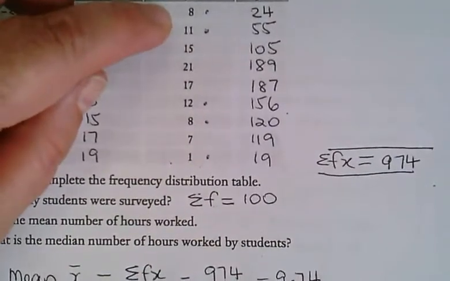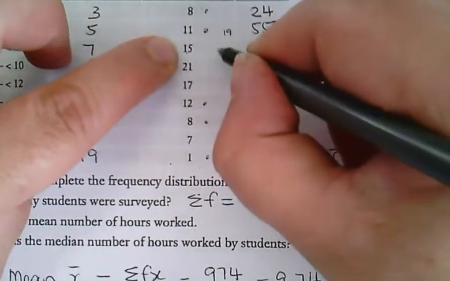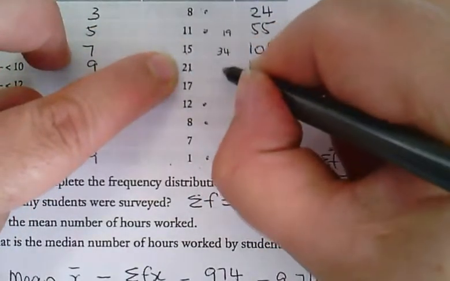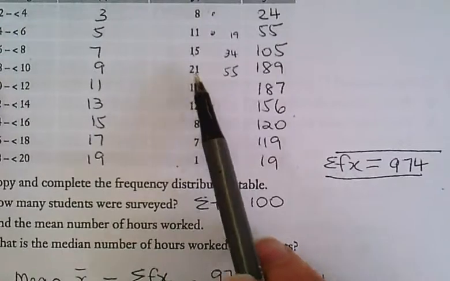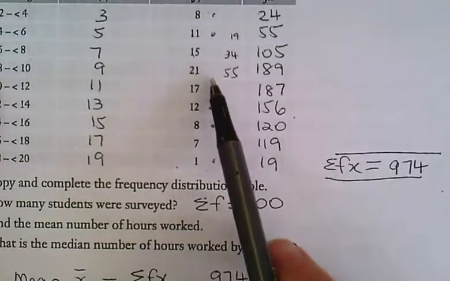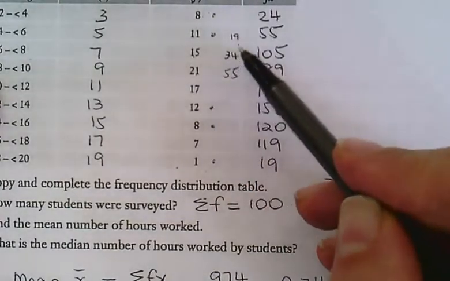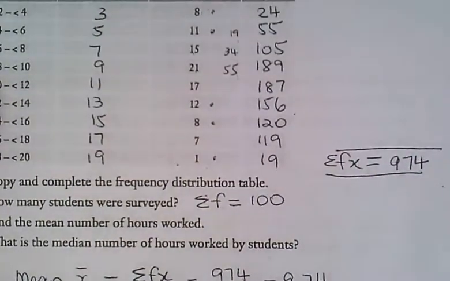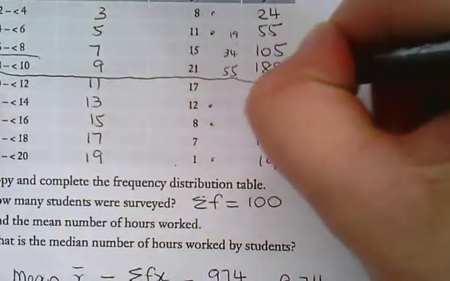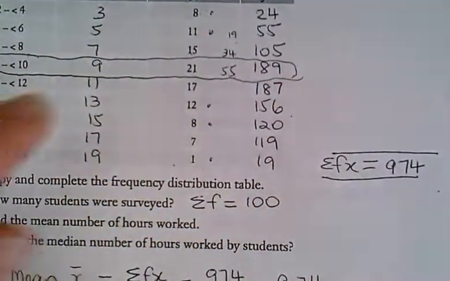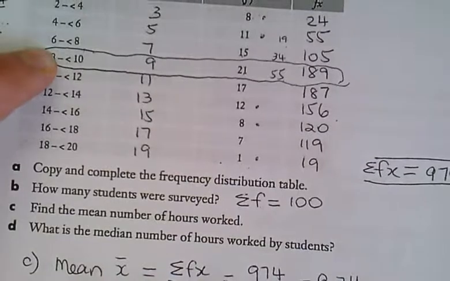Let's look at the frequencies. 8 and 11, that's 19 so far. 19 and 15, that's 34 so far. 34 and 21, that's 55. So if I add up all these, 8 and 11 is 19, 19 and 15, 34, 34 and 21, 55. Where do I find the 50th and 51st numbers? In this row. If I was to write these all out, the 50th and the 51st person are in this row. Do you get that?